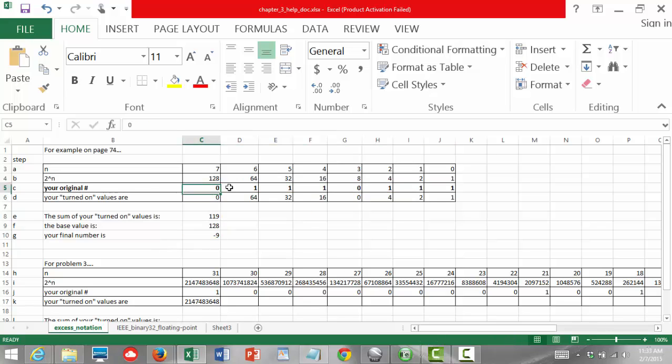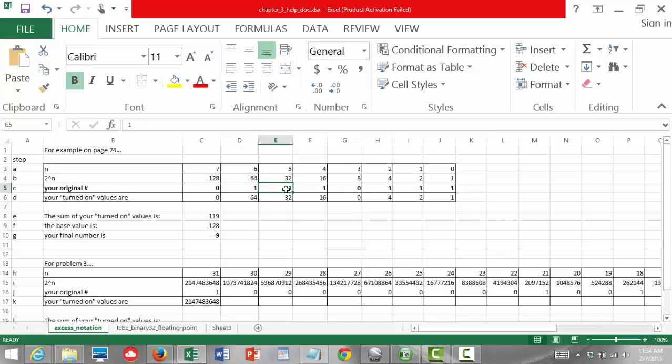And if you want to know how that number can be turned into -9, the first bit is your anchor or base bit, and that stands for 2 to the 7th place, which is 128, but it's not turned on. So your turned on value, if it were turned on, would be 128, but it's not turned on, so it's 0. If you go to the next bit, it represents 2 to the 6th, which is 64. It is turned on, so your turned on value is 64.